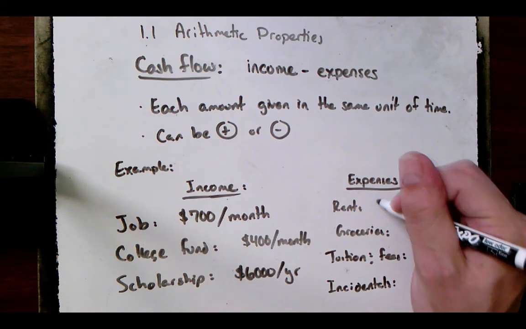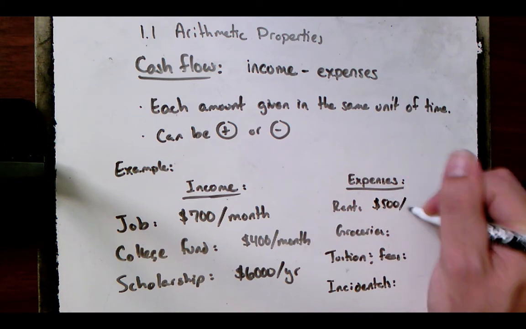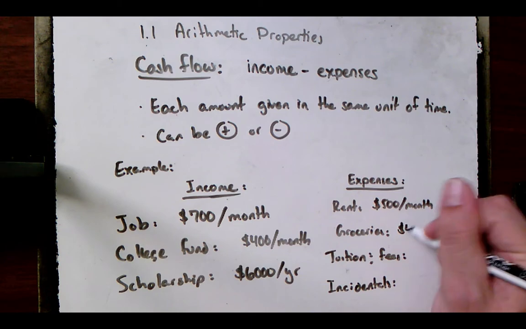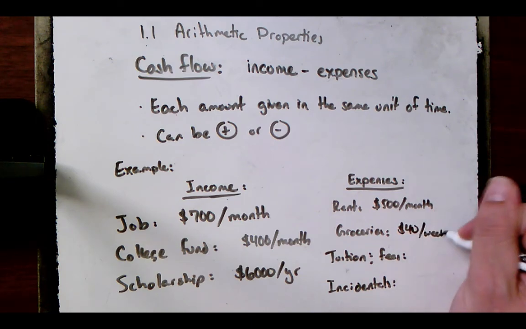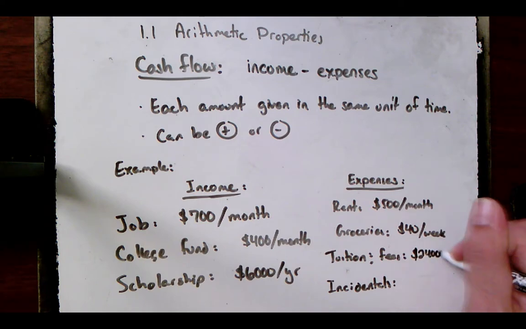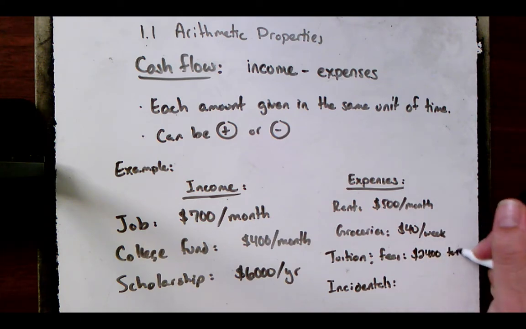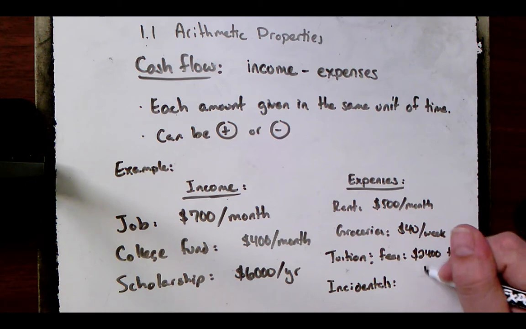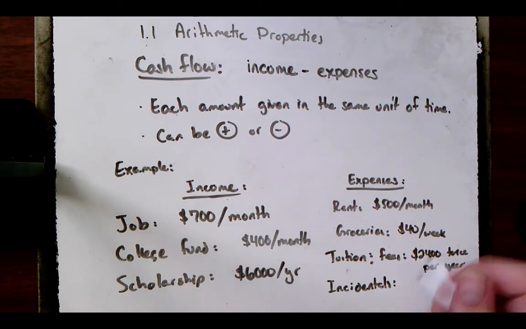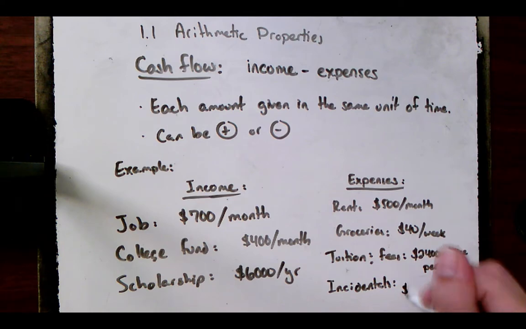Rent, let's say, is $500 a month. Let's say your groceries are $40 a week. Your tuition is $2,400 a year. Sorry, $2,400 twice a year. And then our incidentals will say just other expenses that you have. We'll call it $120 a week.